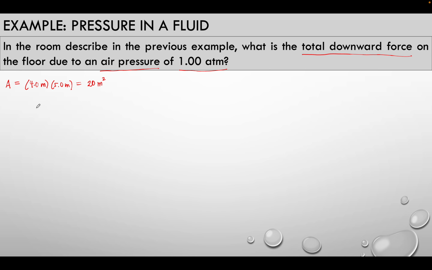So again, using the formula for pressure, pressure is equal to the perpendicular force divided by the area. Okay. So to solve for the force, multiply both sides by area so that it will be cancelled out. So we have pressure times area is equal to the force. Or let's interchange that one. We have the force, or the downward force, is equal to the pressure times the area of the floor. Okay, so we have the pressure which is 1 ATM.